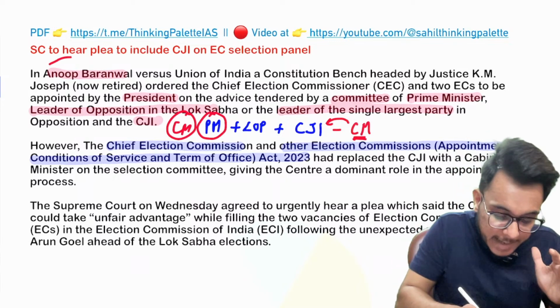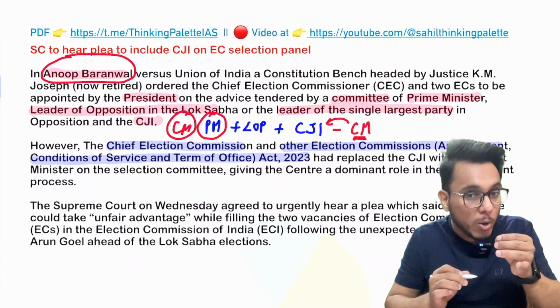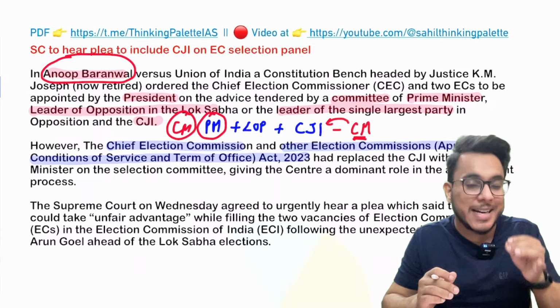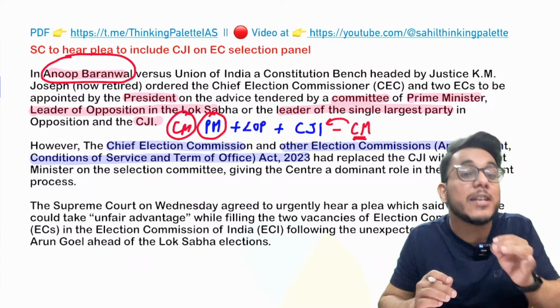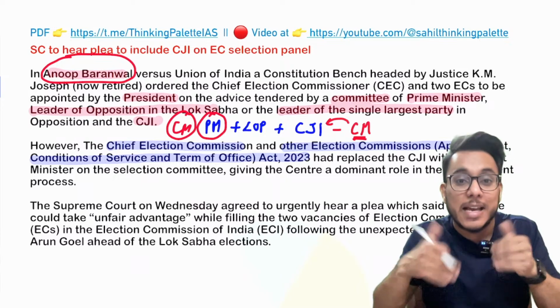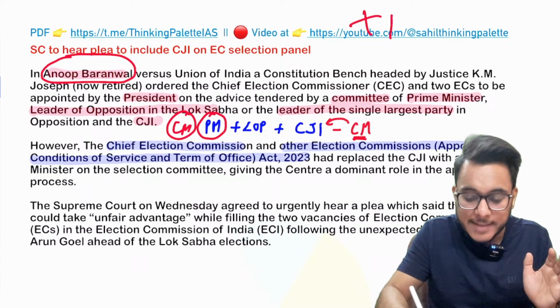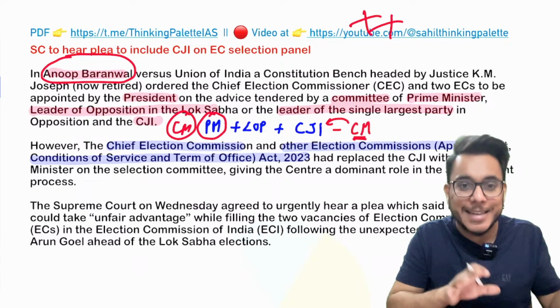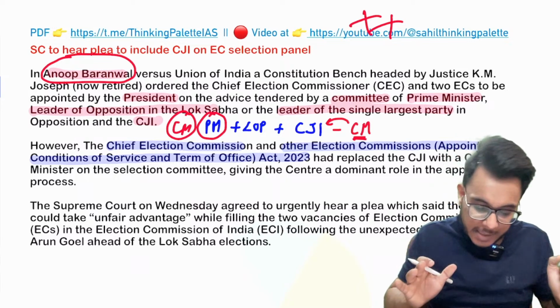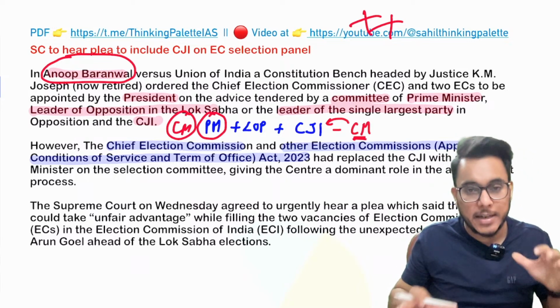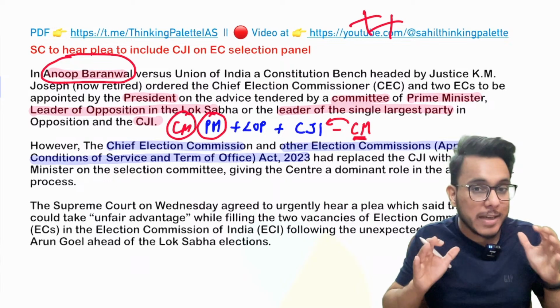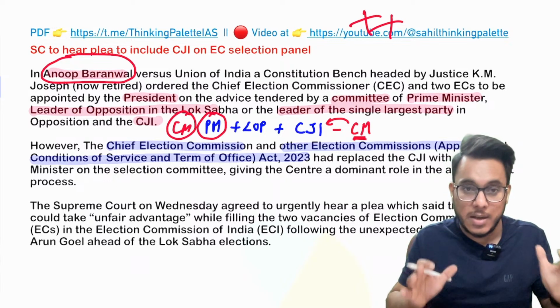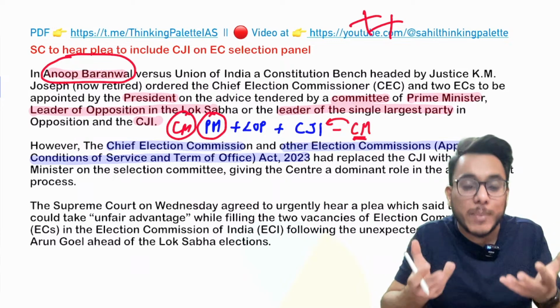What has been done? Again, the government got the dominance, and also this particular act provides that the selection committee can move forward even if there is a vacancy. Means even if the leader of opposition is not there, still they can make the appointment. Now guys, recently we have seen that resignations have happened in the election commission, and now there are vacancies in the election commission. Now in the election commission, new appointments have to be made.